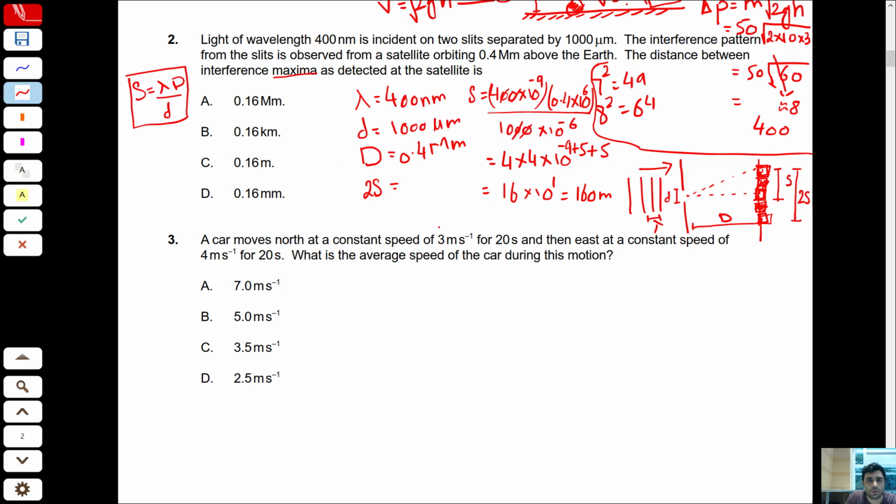Since we don't have any 160 meter option here, equivalently we can convert meter to kilometer. So 160 meter will be just 0.16 kilometer. Just divide this answer by 1000 to convert meter to kilometer. So it's going to be 0.16 kilometer, and then we have our option B.